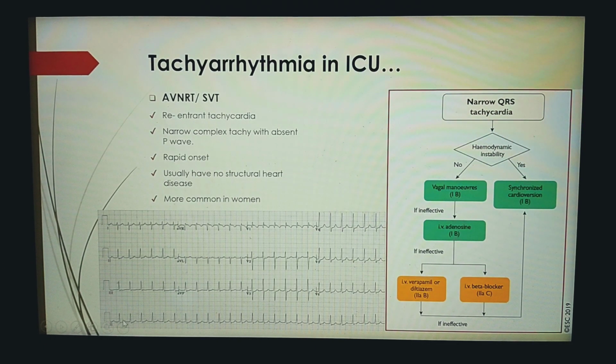Here this is the rhythm lead. The heart rate is more than 100. There is no visible P wave. So this is a narrow complex tachycardia, regular, with no P wave. So it is supraventricular tachycardia. If the beats are irregular, then we can check for atrial fibrillation.